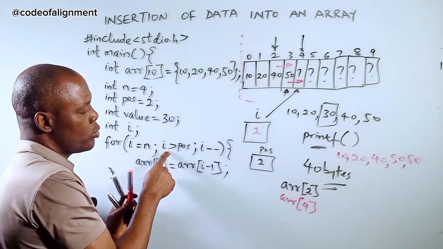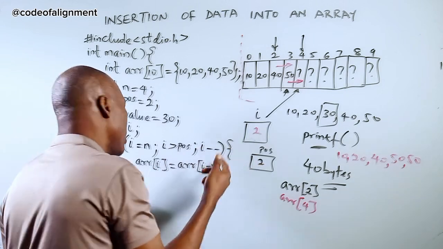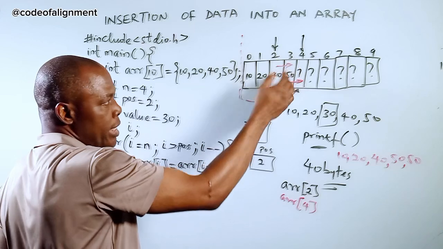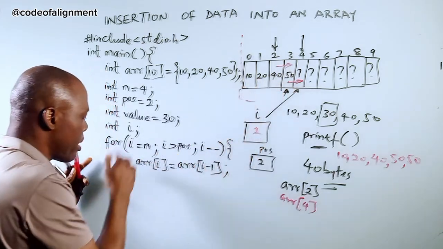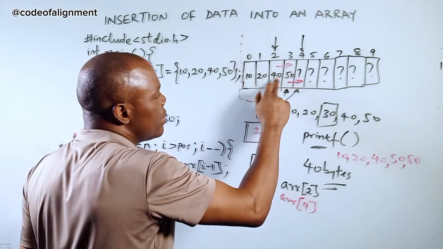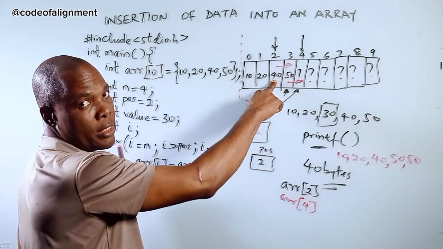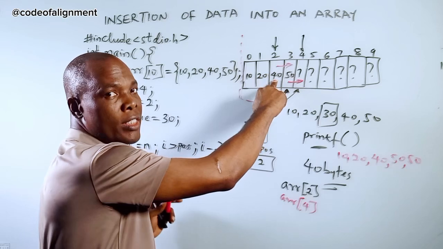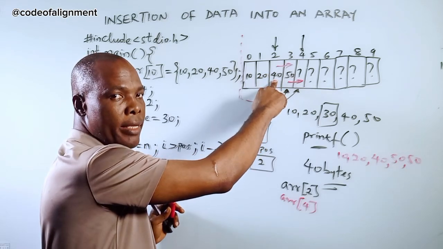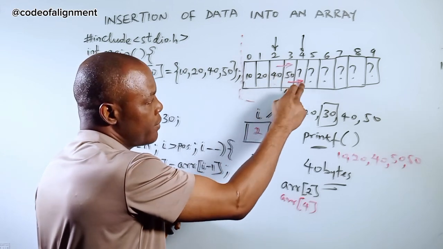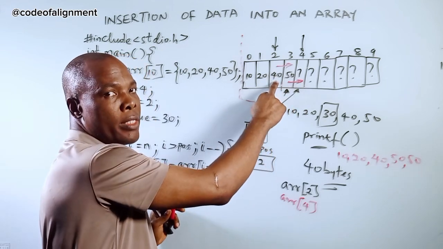It will check: 2 is greater than 2. That is no longer true. So it will come out of this for loop, right? It will not shift anything again. So it will come out here. Then, since I have moved this to this place and this place is still carrying 40, this is where I want to insert my value, which is 30. Since I have the 40 here and 50 here, I can override this place by inserting my 30.